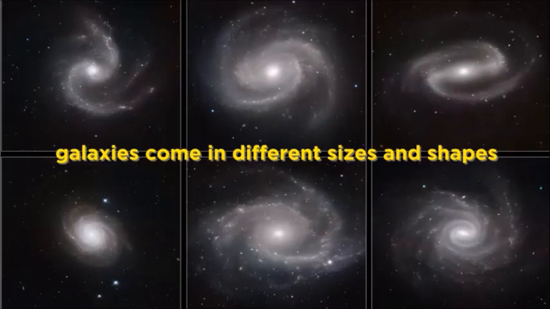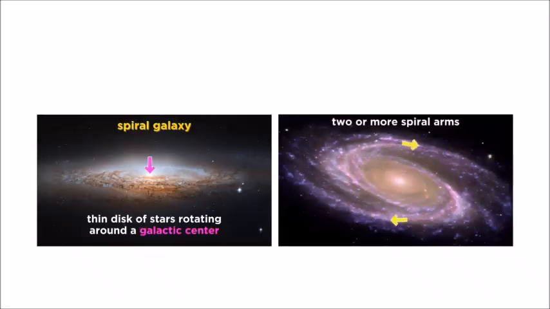Let's go back here. So you see here these are different pictures of different spiral galaxies. Spiral galaxies are a very common type of galaxy in the universe. A spiral galaxy is usually rotating. They have two or more spirals that come out from the center, and the stars appear to be rotating around some type of galactic center.